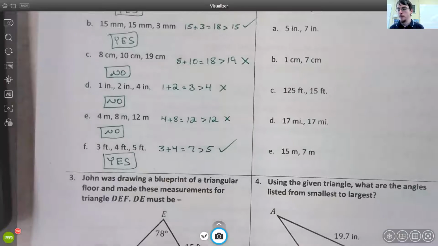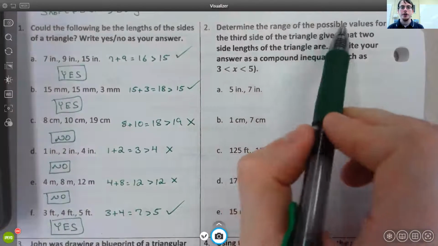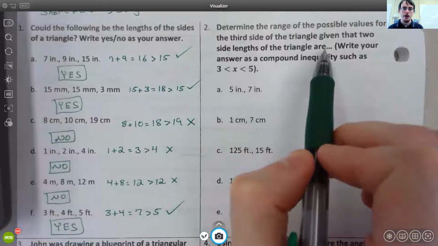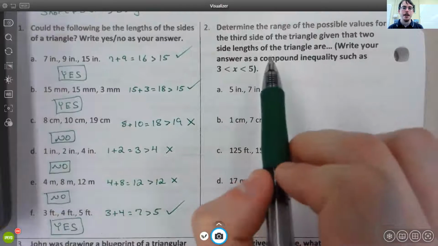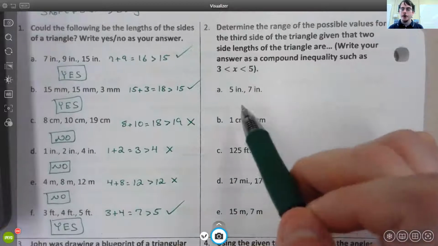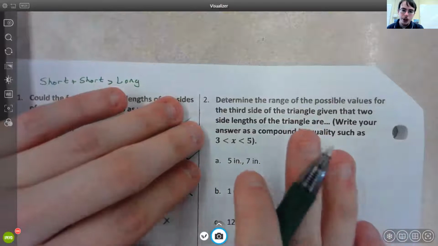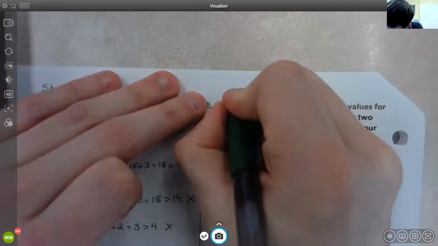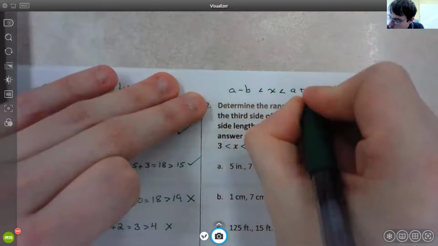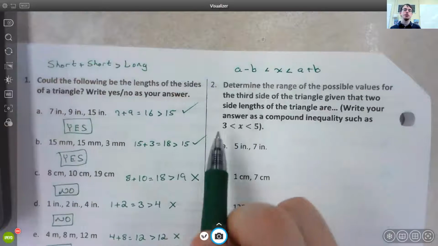Okay. All right, number 2. Determine the range of the possible values for the third side of the triangle, given that 2 side lengths of the triangle are given, and then it wants you to write your answer as a compound inequality, such as 3 less than x less than 5. So remember, in order to do this, you take your 2 numbers, a and b. You take a minus b less than x less than a plus b. Okay? I always do a as my largest side and b as my smallest side.